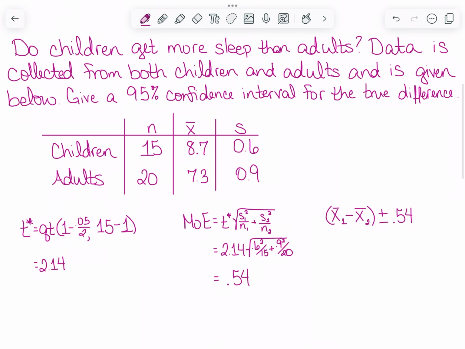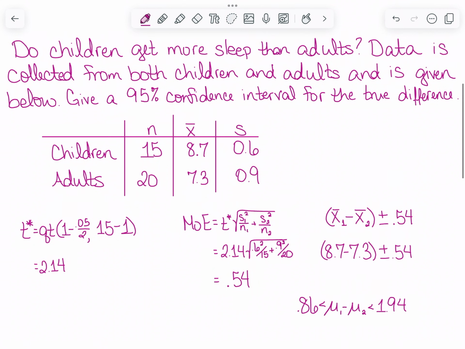Our final step would then be to both add and subtract this from the difference in the means. So x1 bar minus x2 bar plus or minus my 0.54 value. Once I plug in my values of 8.7 for x1 bar and 7.3 for x2 bar and work this out, I get 0.86 is less than mu1 minus mu2, which is less than 1.94.